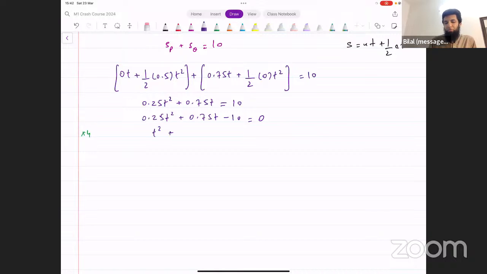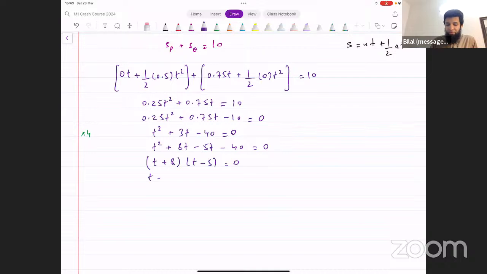T squared, 0.75 into 4, that's going to be 3. So T squared plus 3T minus 40 equals 0. Now you can see if you can factorize this. 40, you can use 8 and 5. T squared plus 8T minus 5T minus 40 equals 0. You get two factors from this, T plus 8 and T minus 5, which means T either equals minus 8 or T equals 5.